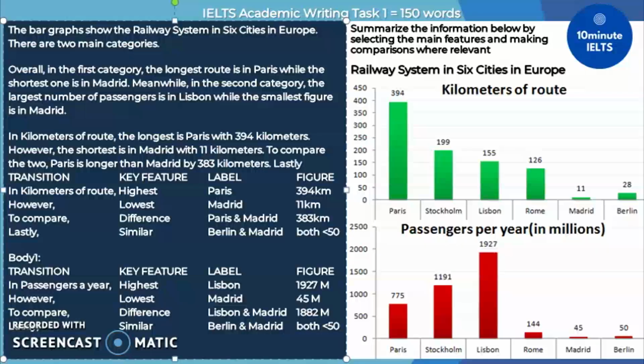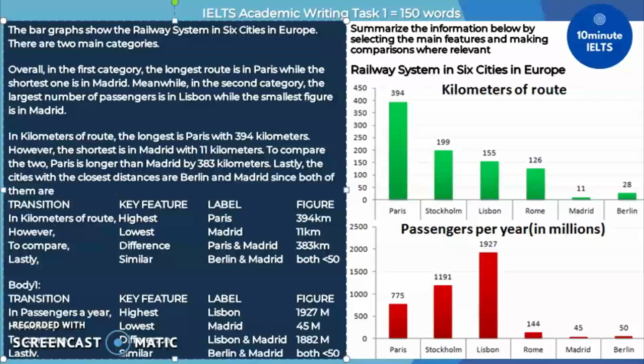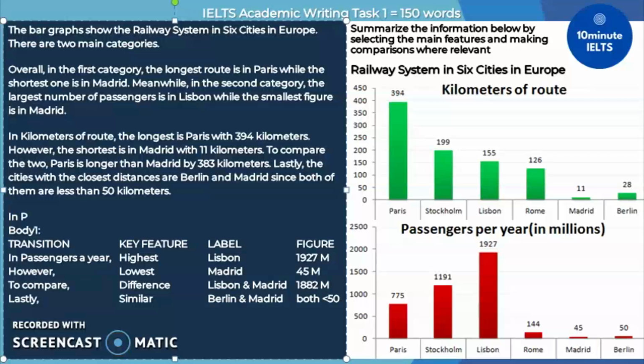Lastly, the cities with the closest distances are Berlin and Madrid, since both of them are less than 50 kilometers. Now let's get rid of this template. Now it's looking more organic. We just need to finish the second body, starting with in passengers a year.